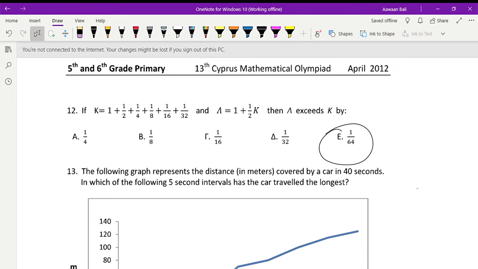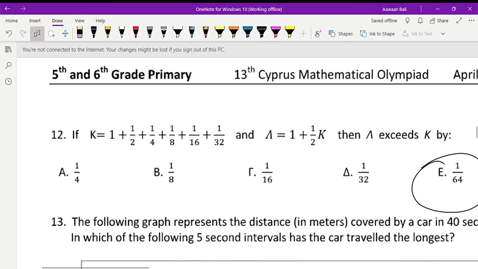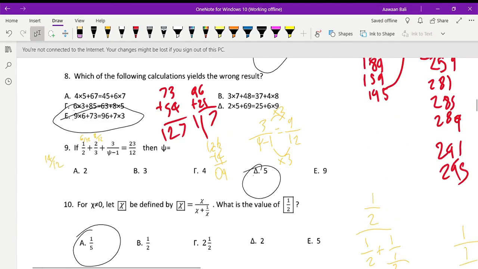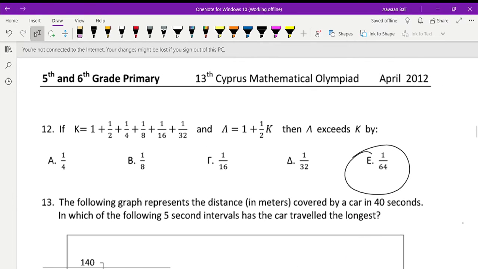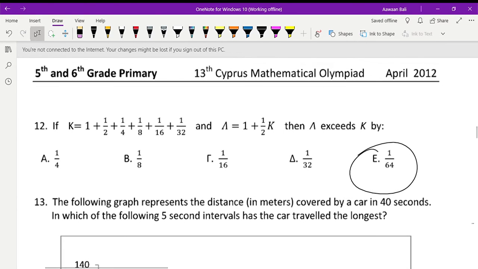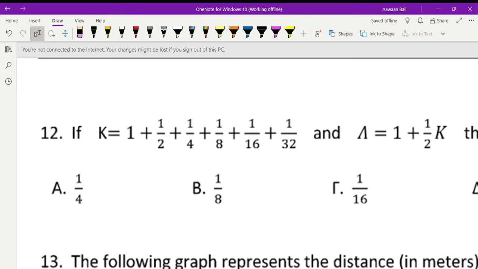Question number 12. If K is equal to 1 plus a half plus 1/4 plus 1/8. Wait, is it actually question number 12? Oh god. Okay. So plus 1/16 plus 1/32, and L is equal to 1 plus a half of K. Then L exceeds K by how much? Okay, so first we have to find the answer to K, obviously, by finding the LCM for 32.